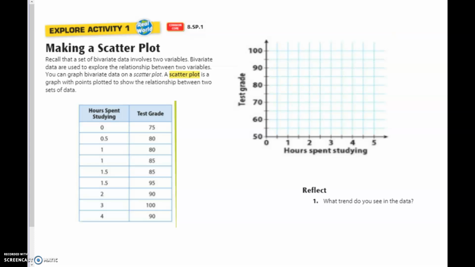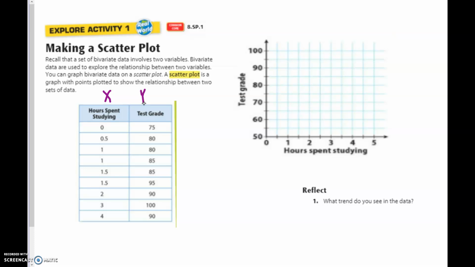So the first word here, recall that set of bivariate data. Bivariate data, that's just a fancy way of saying two variables. And we have been dealing with two variables for a long time. Most of the time we call them an X value and a Y value. So bivariate data are used to explore the relationship between two variables. You can graph this bivariate data on a scatterplot.